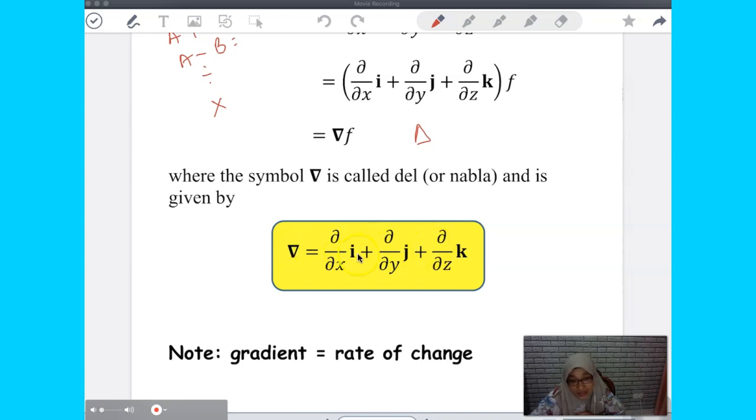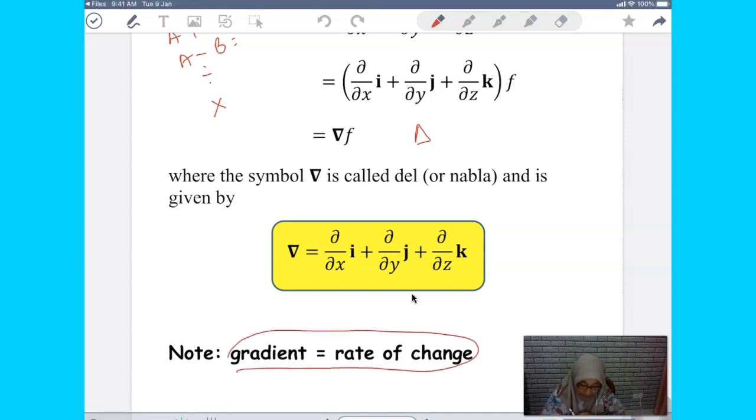So this is the operator of the gradient. So what is a gradient? We can say that gradient can be considered as a rate of change. So the gradient of the scalar function, you can elaborate that as the rate of change of that scalar function, or you can think of it as something about slope.